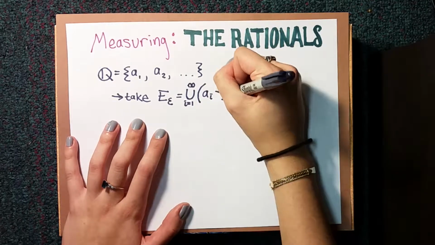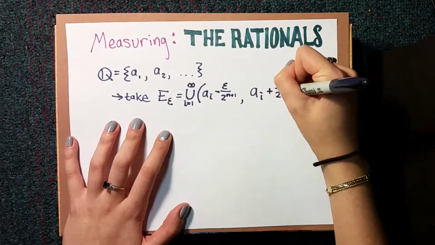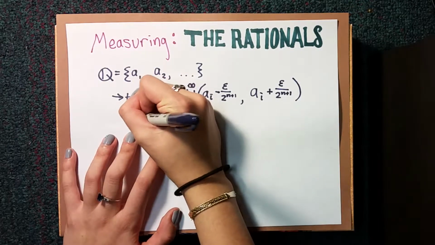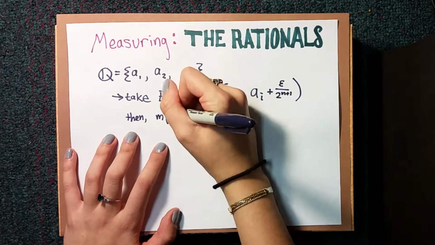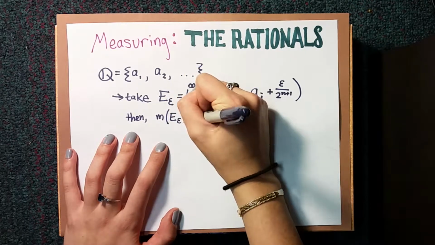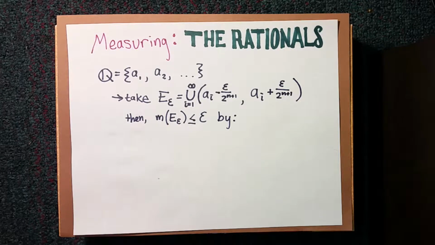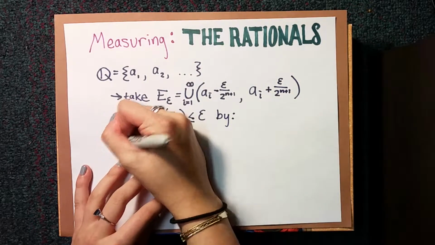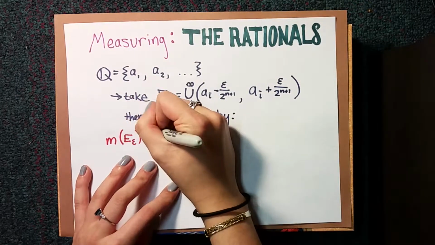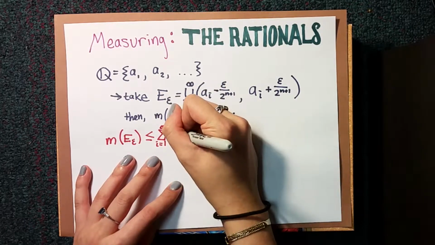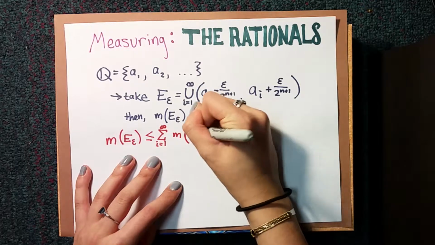We can define the set epsilon as the union of all these intervals, that is, the union of every interval around each a sub n, where n goes from 1 to infinity. If all these intervals were disjoint, we could add up the length of each interval to find the measure of the set epsilon. But because the intervals are not necessarily disjoint, there may be overlap between intervals. This means that adding the intervals might result in a larger value than the actual measure of the set epsilon.